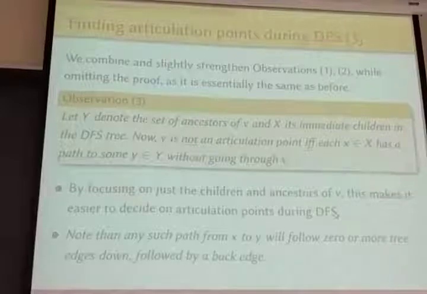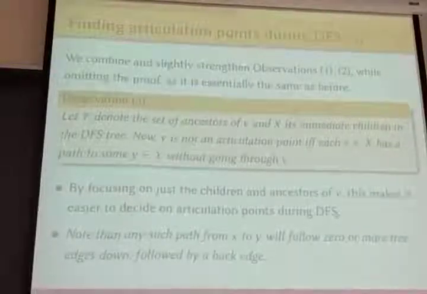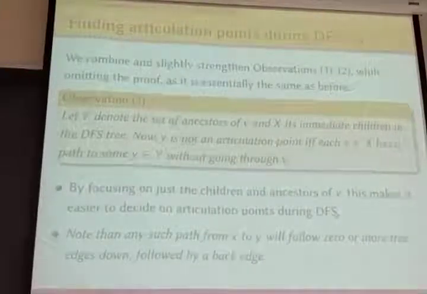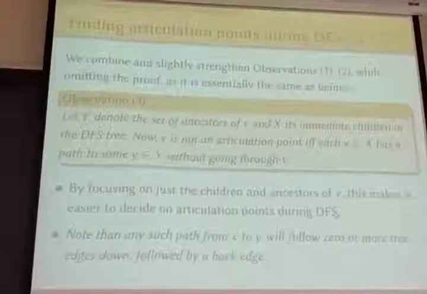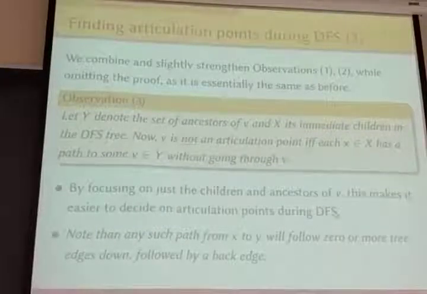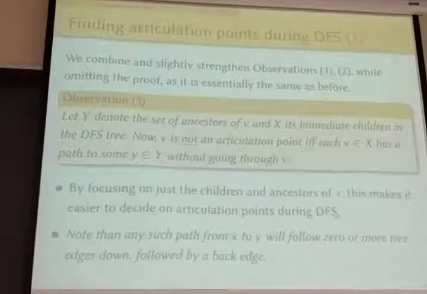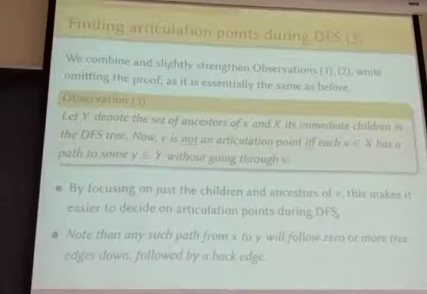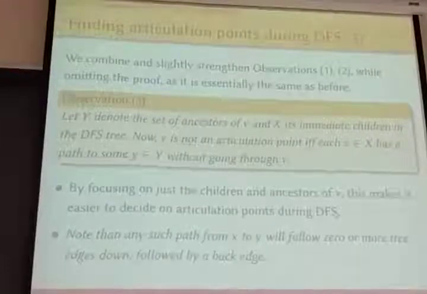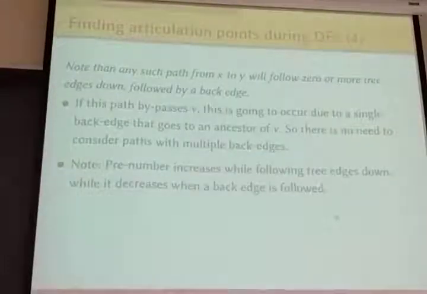But if there is even a single child which does not have a way to go back to an ancestor, right? That means that child has only one way to reach the ancestor, which is through Vi, right? And therefore, Vi then becomes an articulation point, right? So what we are going to do in the algorithm is we are going to maintain something called low, right?